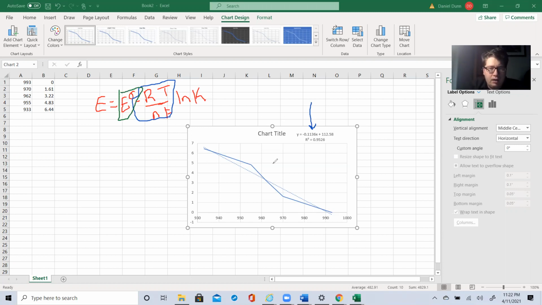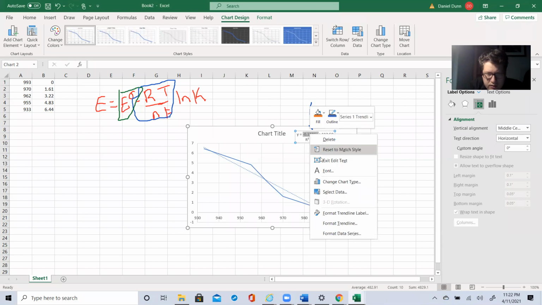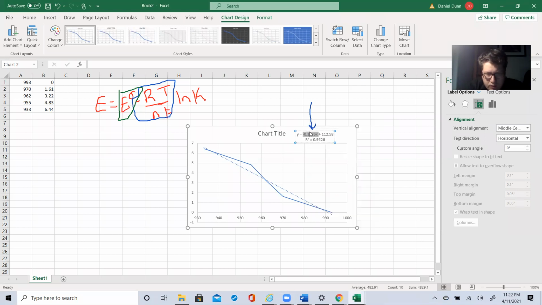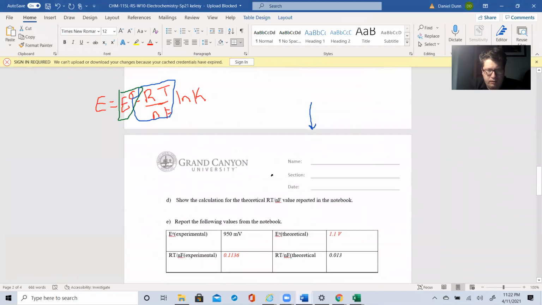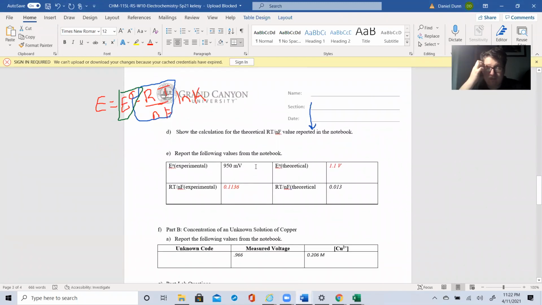So knowing this information, we can take this and enter the data down here. Boom. Y value, X value. That is going to be your experimental. That is what you found.